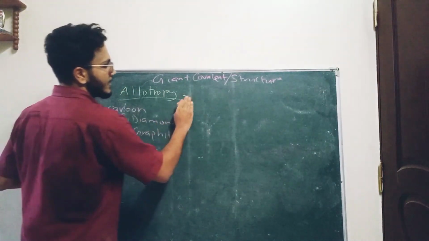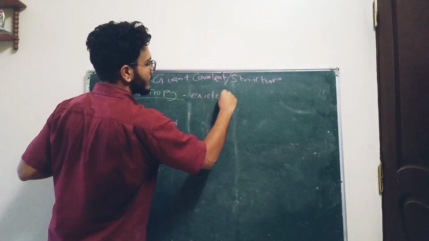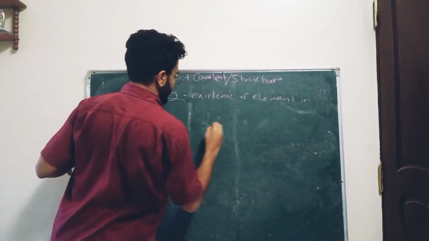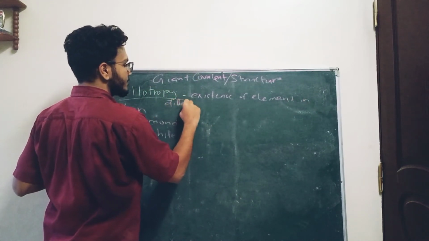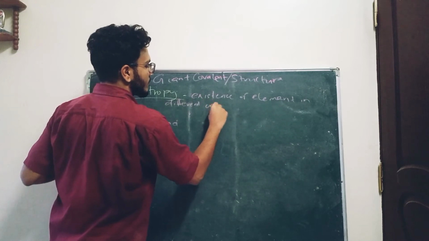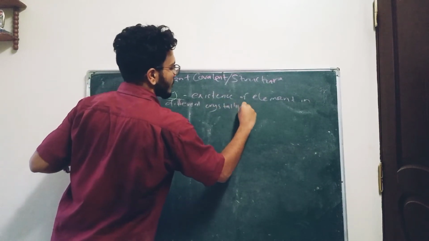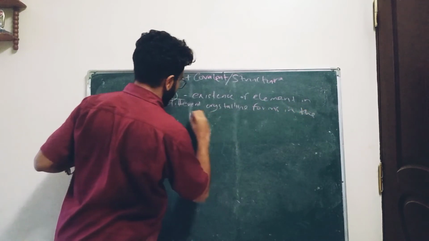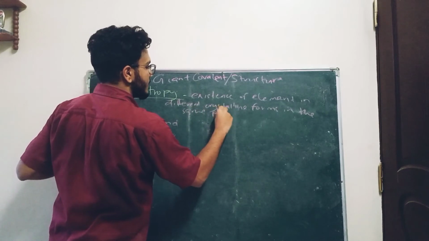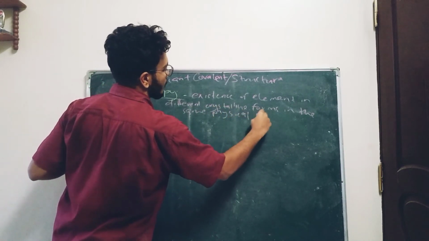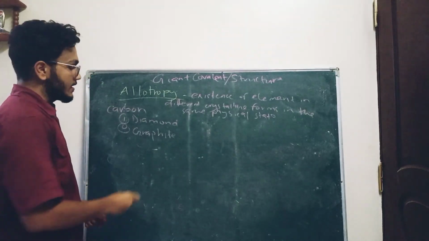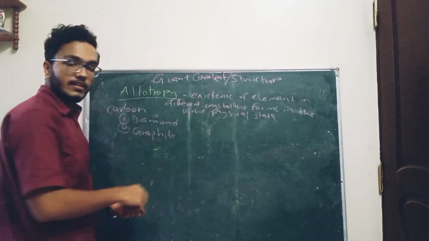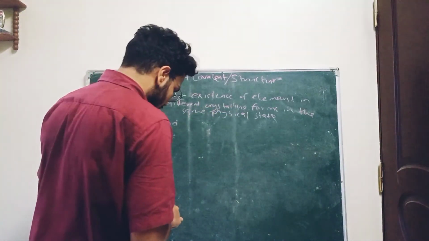So allotropy is the existence of an element in different crystalline forms in the same physical state. Physical state is like solid, liquid, or gases. Diamond and graphite are both in the same physical state. They are both solids, but they exist in different crystalline forms, and they are forms of carbon. So we will first look at diamond.